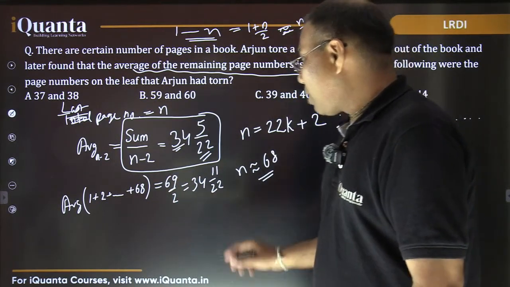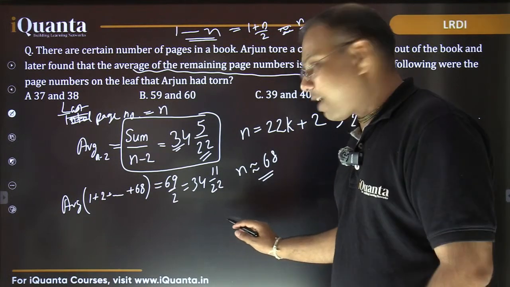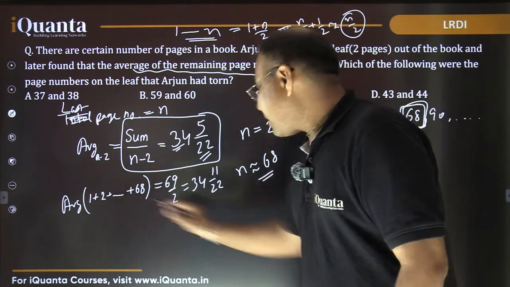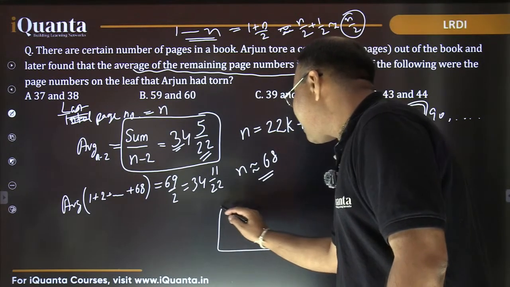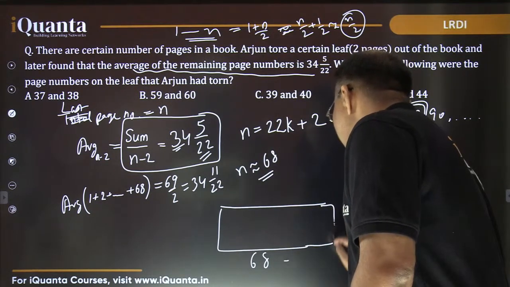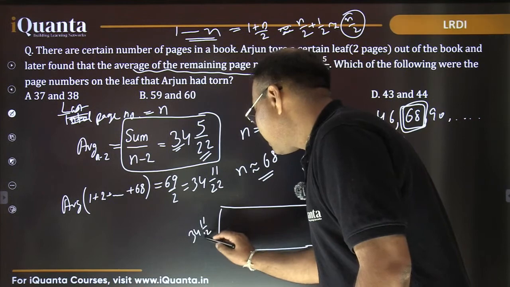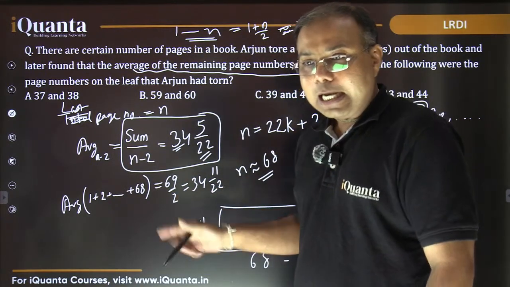So now what is happening? I'm drawing that graph again. As somebody mentioned, graph method. I'm using that graph method. If all the 68 numbers had been here, the average is going to be 34, 11 by 22. Right?